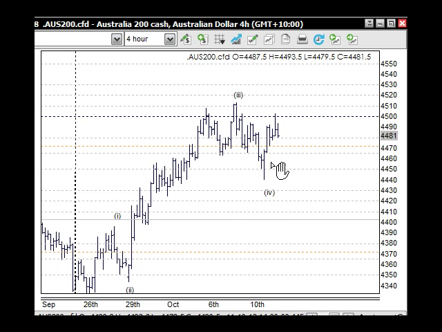This is a 3-wave correction here, and it makes it a 3-wave corrective pattern because this market has moved up through here. So those pictures that we were looking at with the DAX and the FTSE would be the same as well, and there's a strong correlation between Australia and the UK in terms of those markets. The FTSE is just 10 times as big in terms of volume.